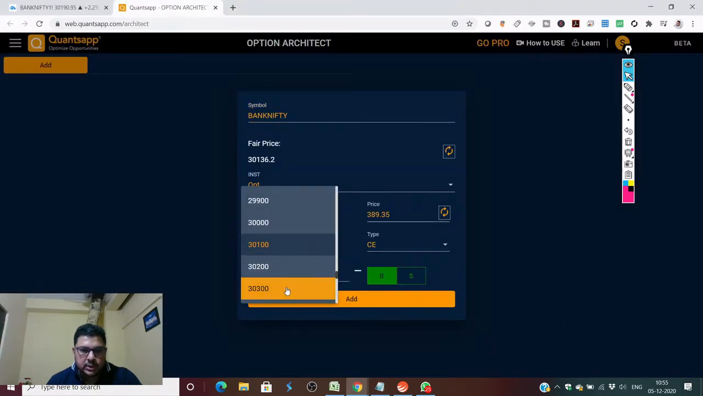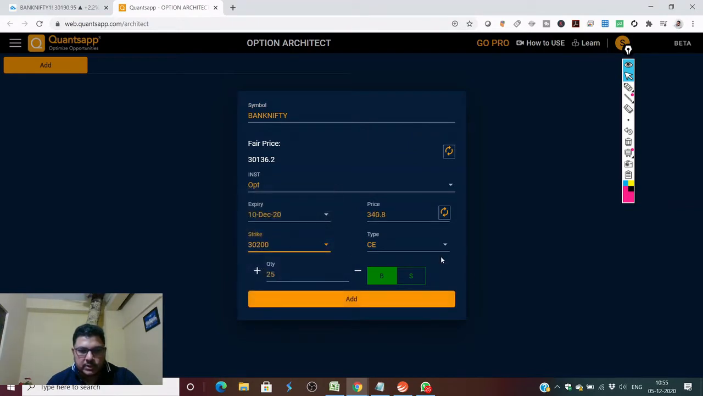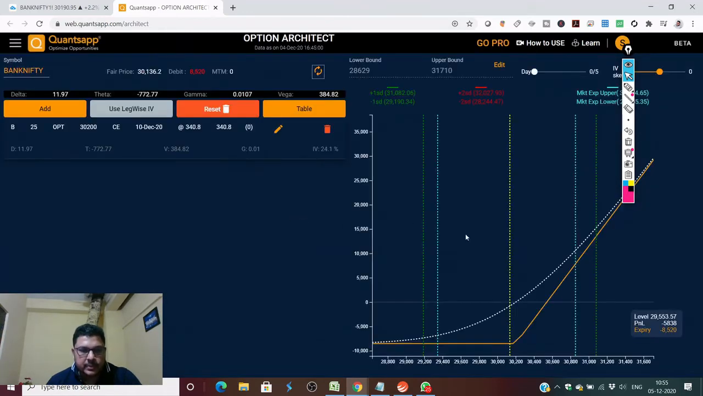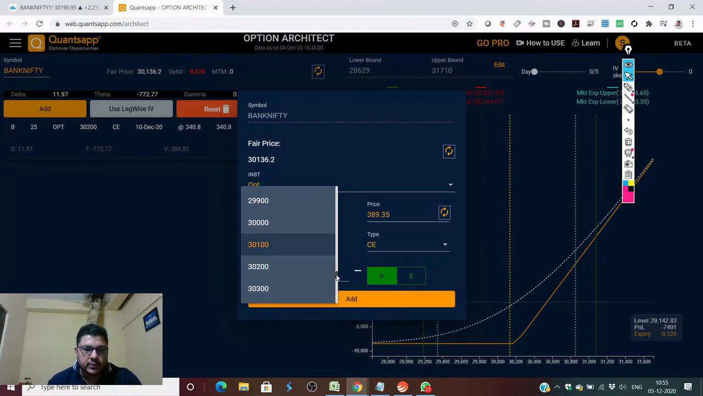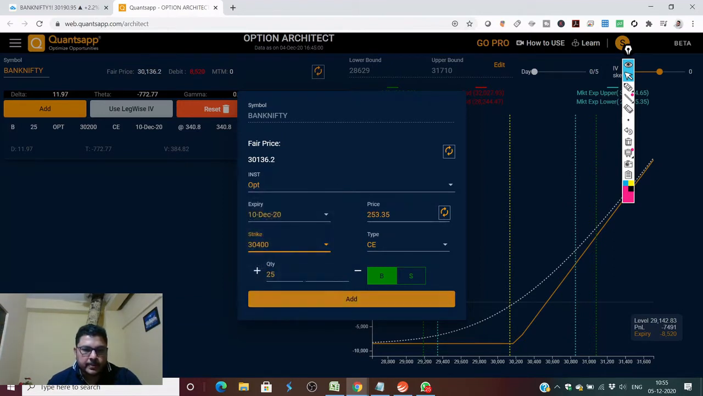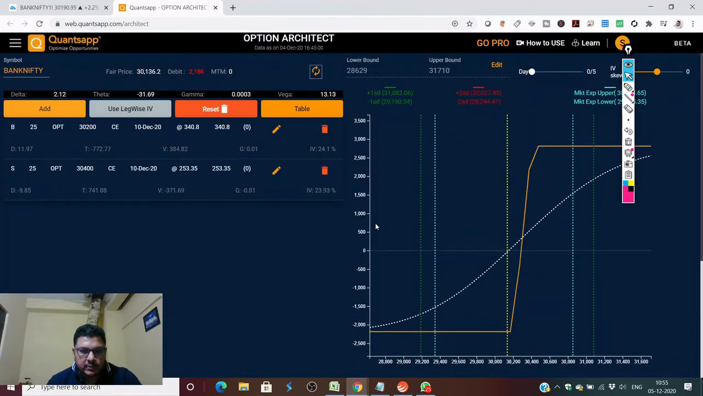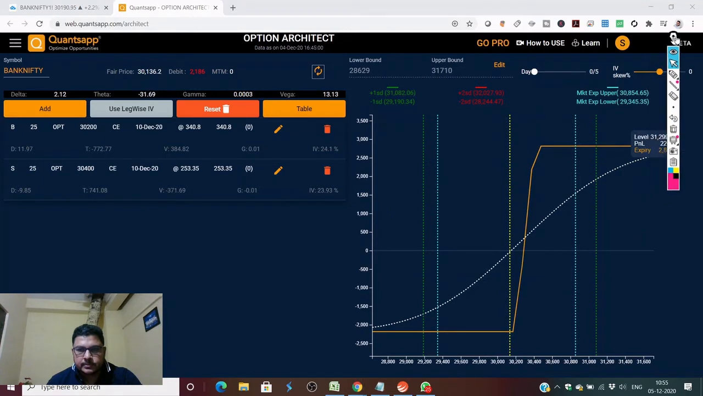Okay, so we will choose 30,300 or choose a strike below that, 30,200, which is an in the money call you're buying. Okay, and then you are adding a call 200 points away, which can be a 30,400 call, and you're selling this. I'm just doing it on one lot. Okay, so your level 3 PNL is about 2,200.